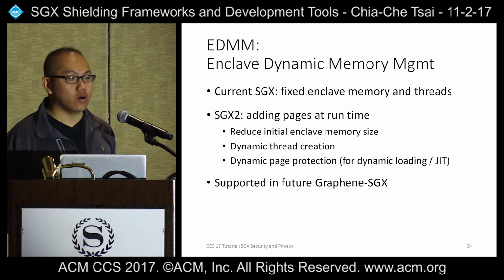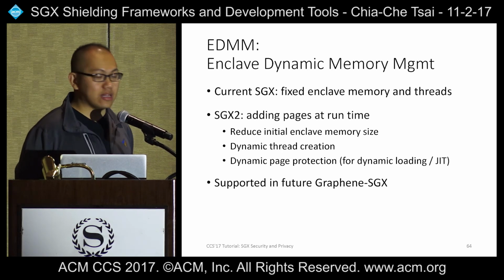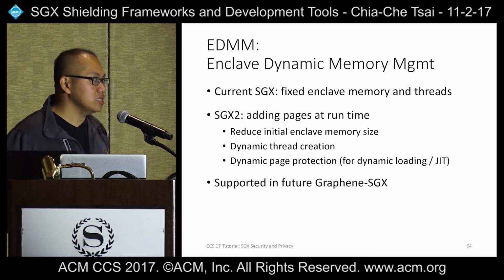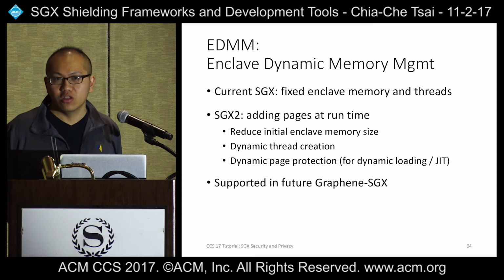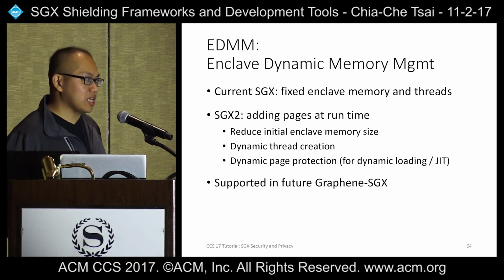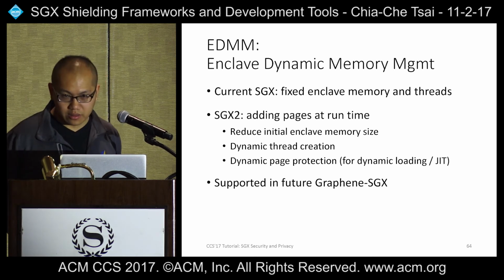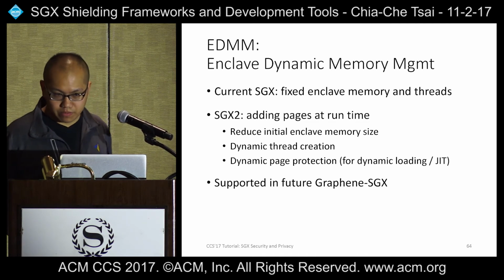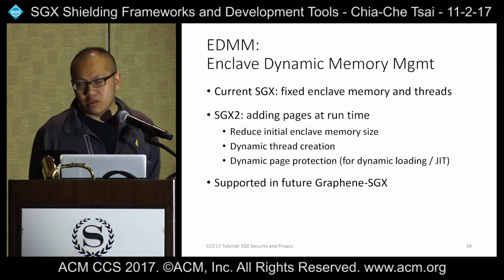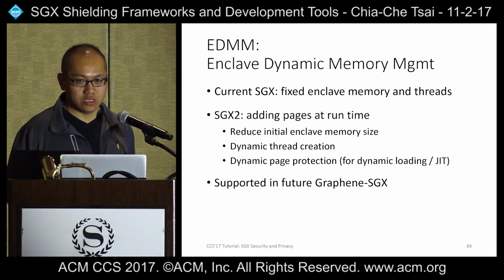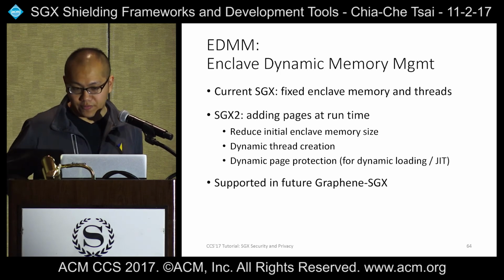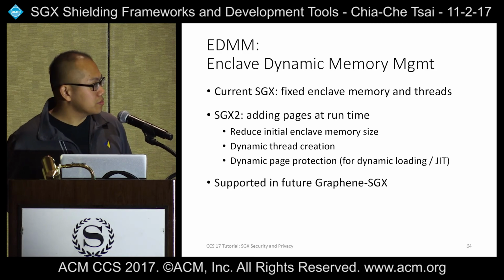SGX2 actually solves this problem for you. It allows you to add pages at runtime after the enclave was created. This gives you several performance benefits, including reducing the initial enclave memory size, so you don't have to create a very large enclave with lots of memory. It gives you dynamic thread creation, so you can create threads on demand. And you have dynamic page protection, so you can protect pages as read-only or executable after the enclave was created. This is very good for dynamic loading, for something like libOS, or if you have a JIT compiler inside your enclave. This will be supported in future versions of Graphene-SGX, and we'll be open sourcing it in the future. This is also being done at Intel right now.